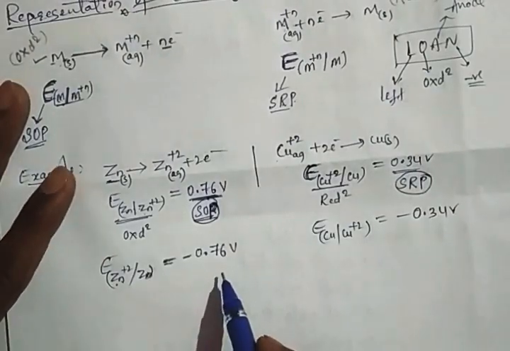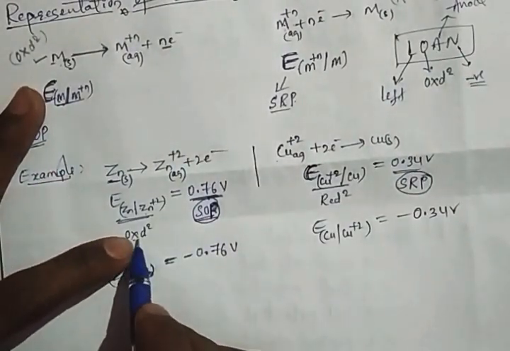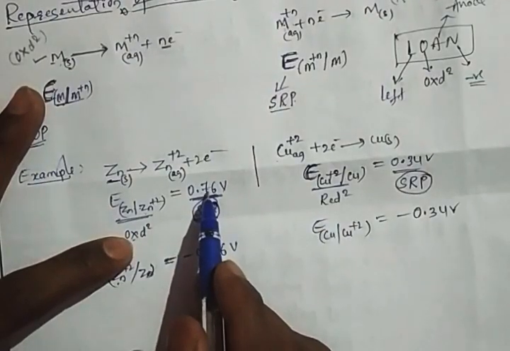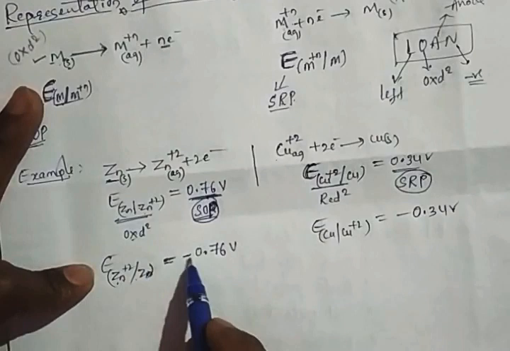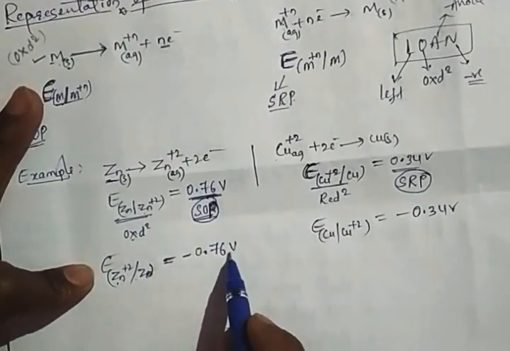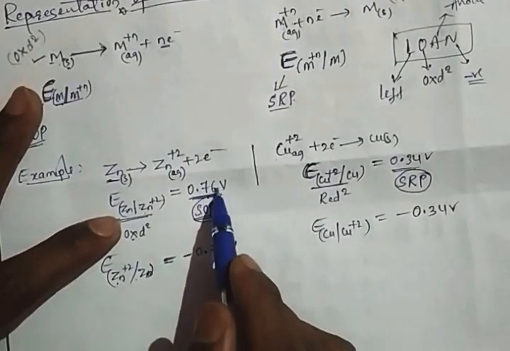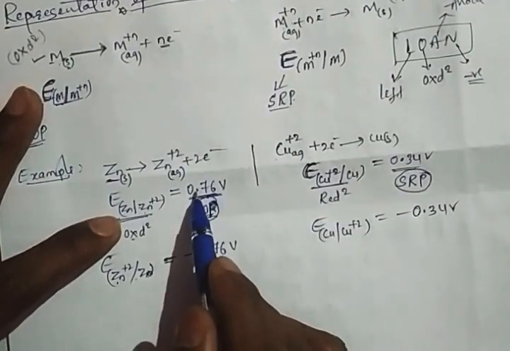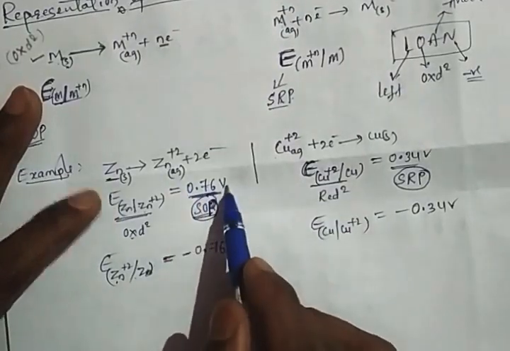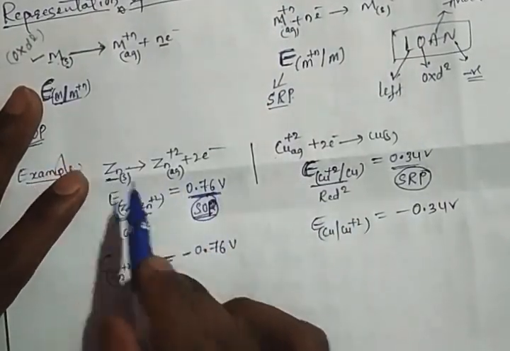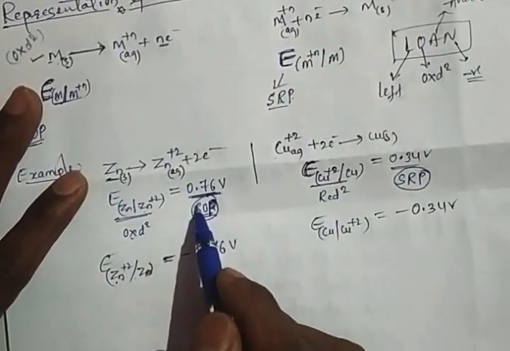Now as you know, the higher the value of oxidation potential or reduction potential, the greater the tendency to undergo that electrode reaction. The greater the oxidation potential, the more it undergoes oxidation. Now look at this: the reduction potential value is minus 0.76 volt, whereas the oxidation potential is plus 0.76 volt. Among these two, this value is higher. So that means zinc has a tendency to undergo oxidation. Don't compare these two values.